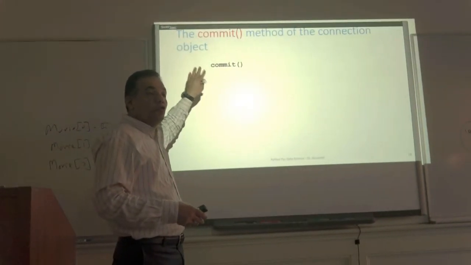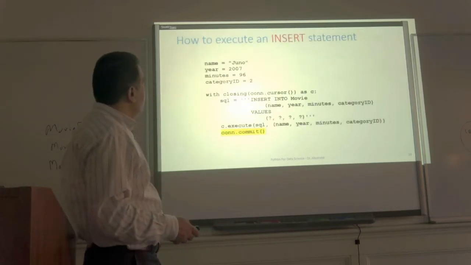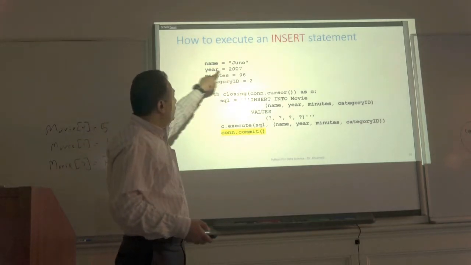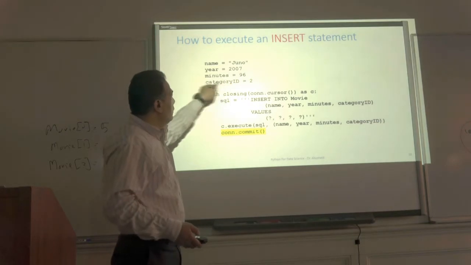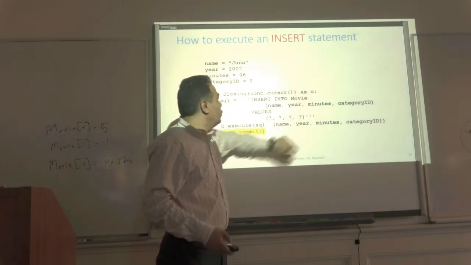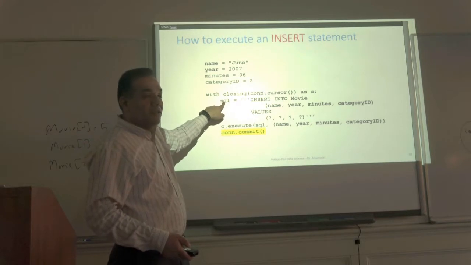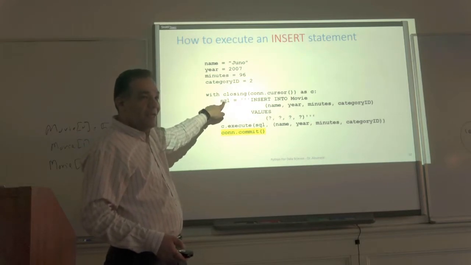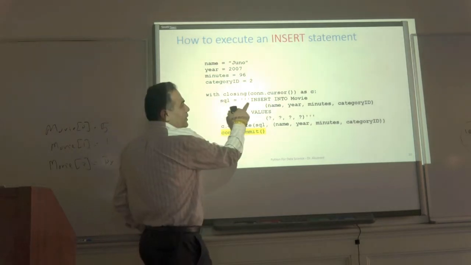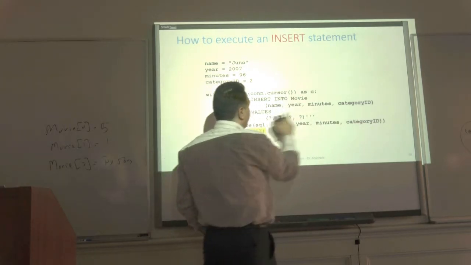Commit. If I don't do commit, nothing will be reflected in the database. You have to commit, all right? So for example, insert in here, name Juno, year 2007, minutes whatever, category whatever. So with the closing, I'm creating a cursor. Then in here, SQL, what is this? A query, not a query. I mean, it's a SQL statement. Query is for select, right? Statement. So I said insert into the table movie: name, year, minute, category, values.